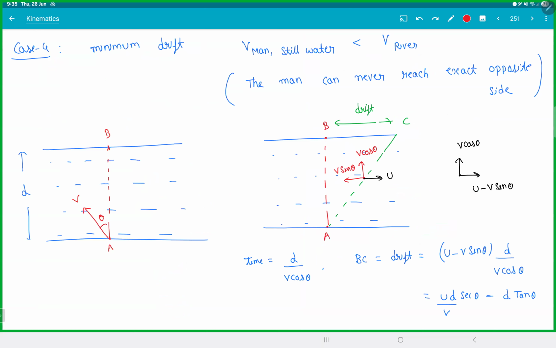This is your case 4. If your speed is less than the river, what is the minimum drift? Have a look at this picture. All clear with this?